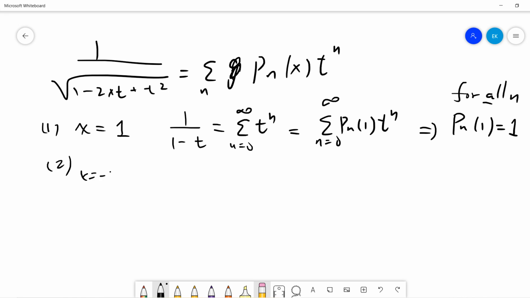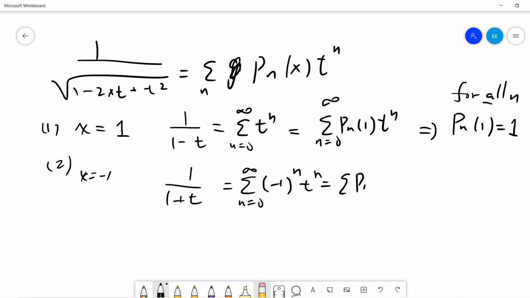Second, if x is -1, then I will get 1 plus t, basically the negative term, negative to the power n. With the same strategy, I will get P_n(-1) is (-1) to the power n.